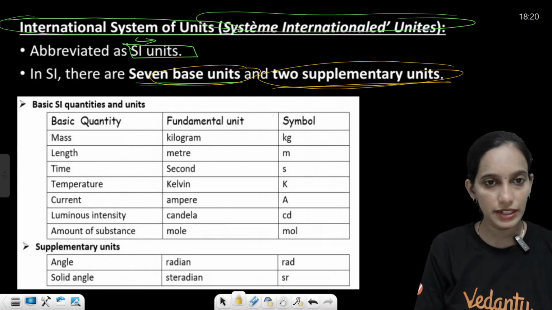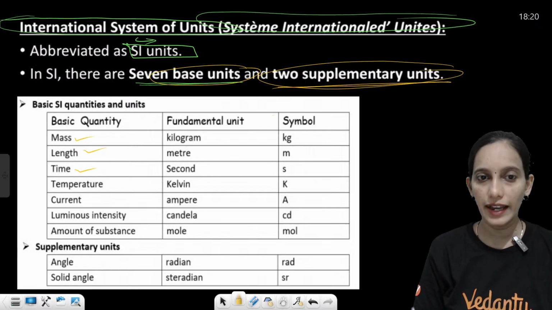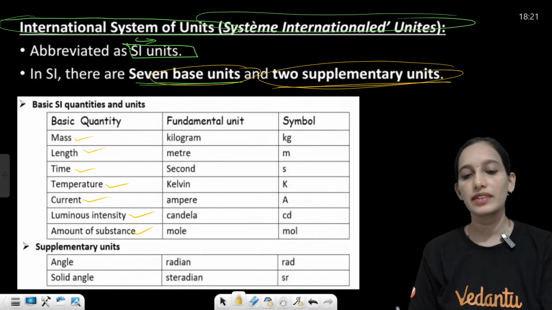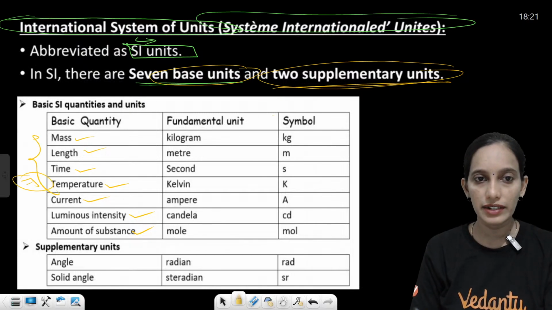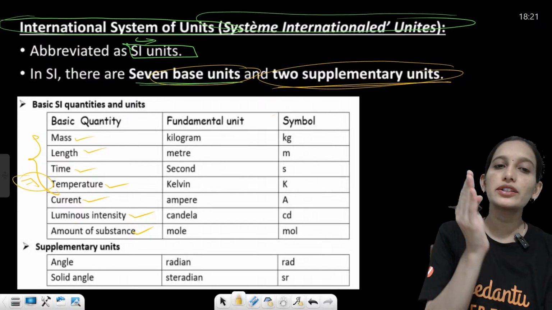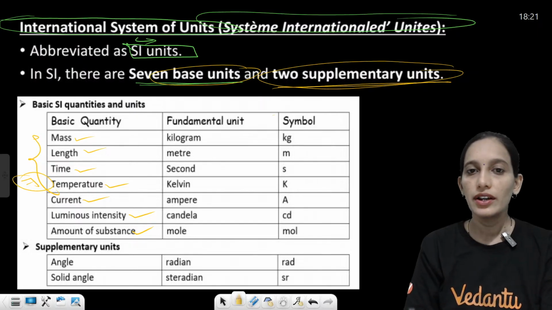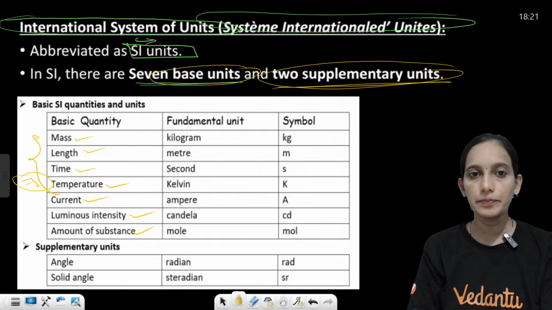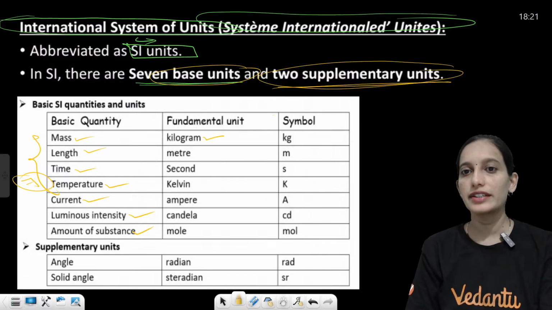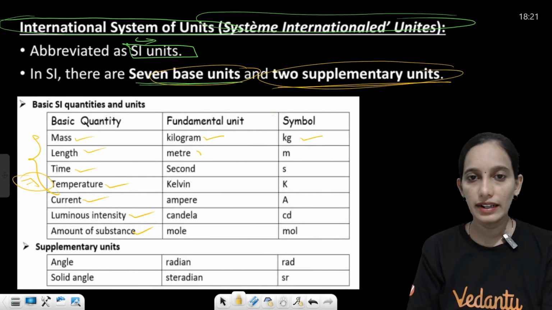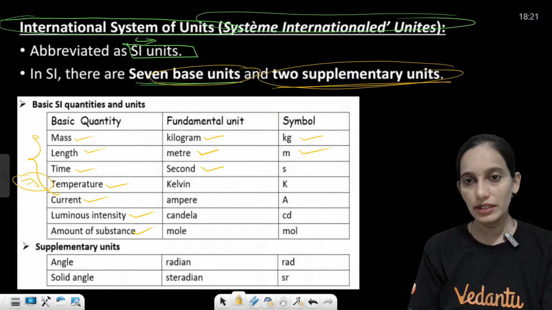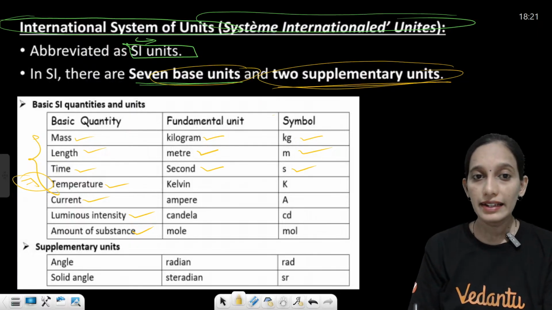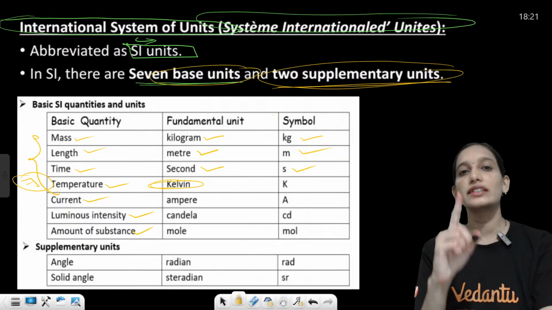First, the physical quantities: mass, length, time, temperature, current, luminous intensity, and amount of substance. These are the 7 fundamental quantities. Corresponding to these, we have 7 fundamental units. Mass is measured in kilogram, represented by kg, length in meter, represented by m, and time in second, represented by s. Temperature is measured in Kelvin in the SI system.